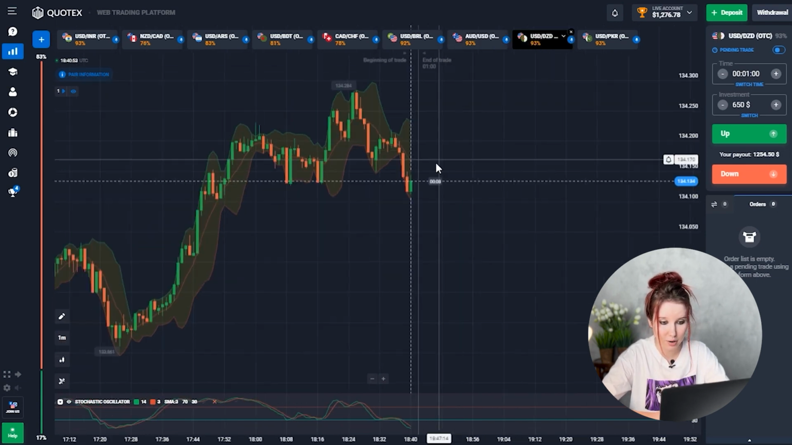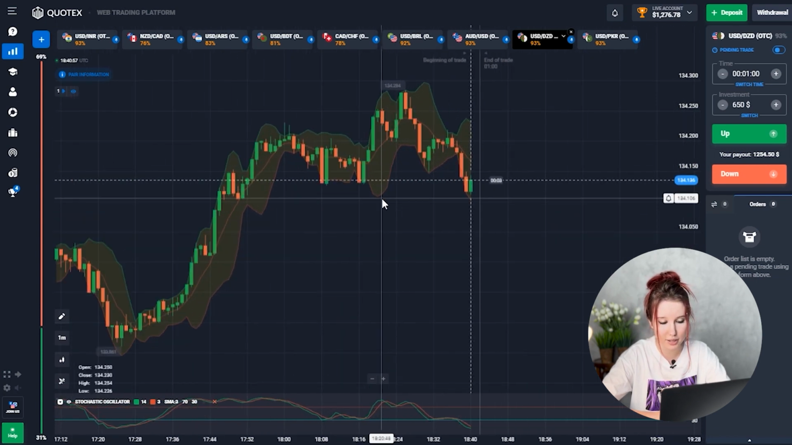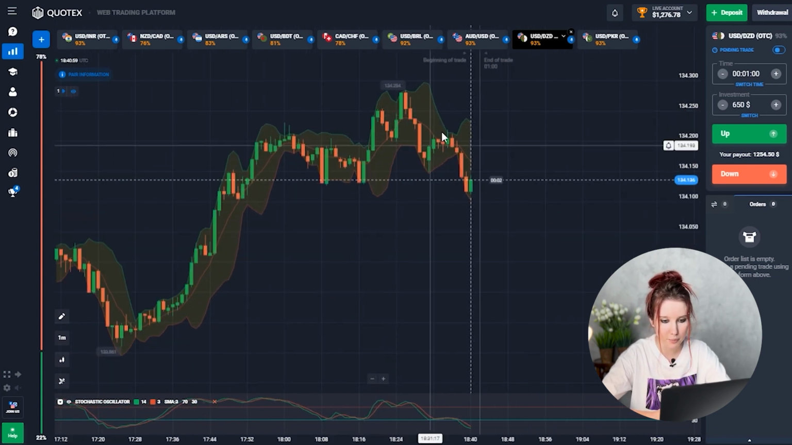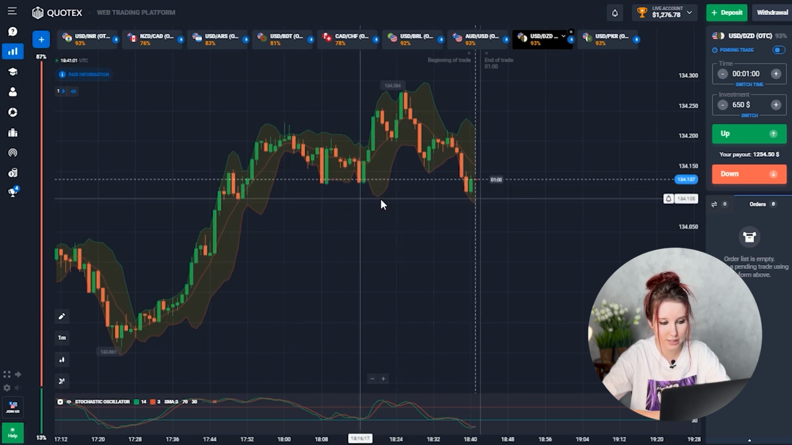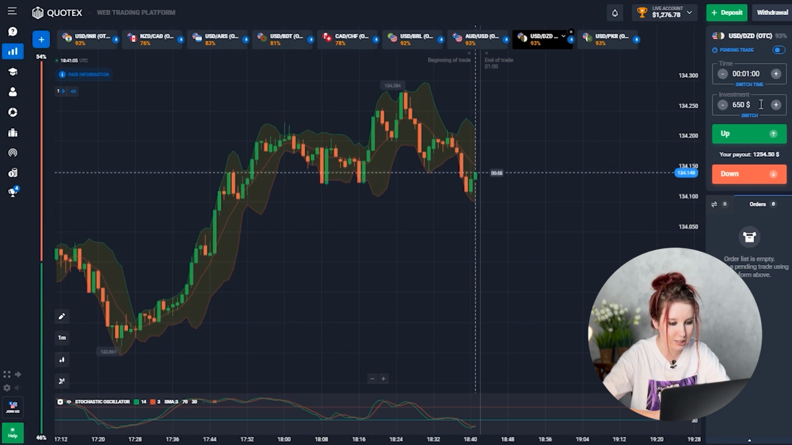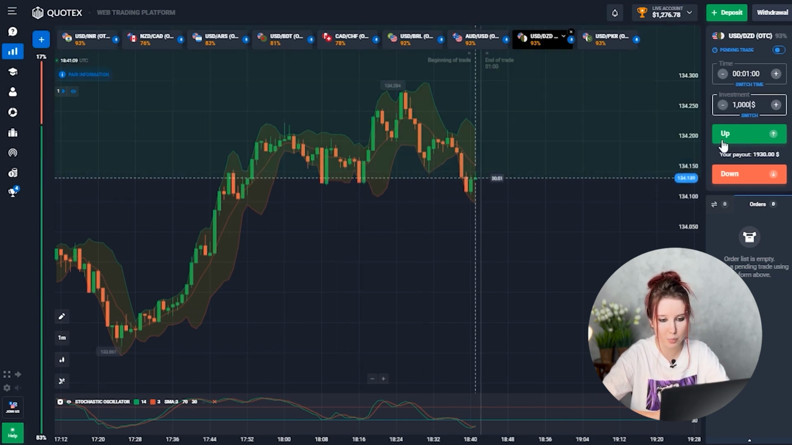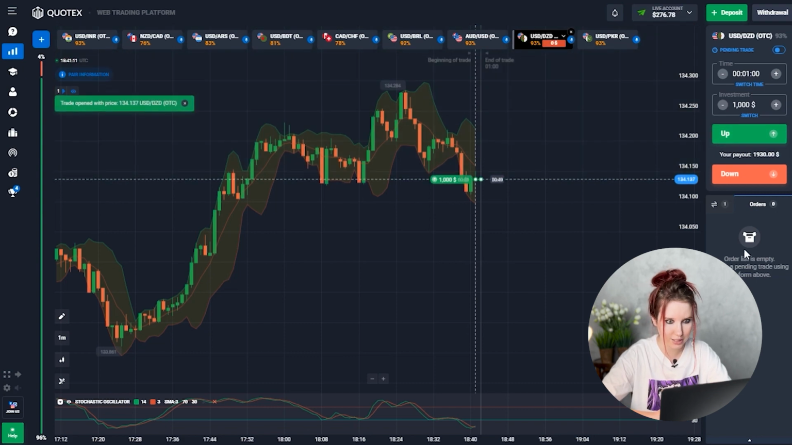And on this currency pair, we see a pretty good situation, and I think this is a head and shoulders reversal pattern. Now we're testing this level, and then the price will continue its movement to about this level. So I want to catch this 1,000 bucks upward movement now. Trade up, let's go.